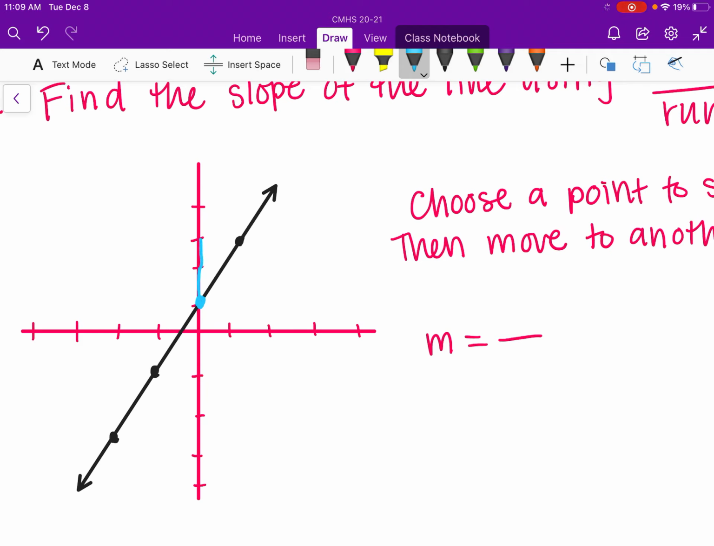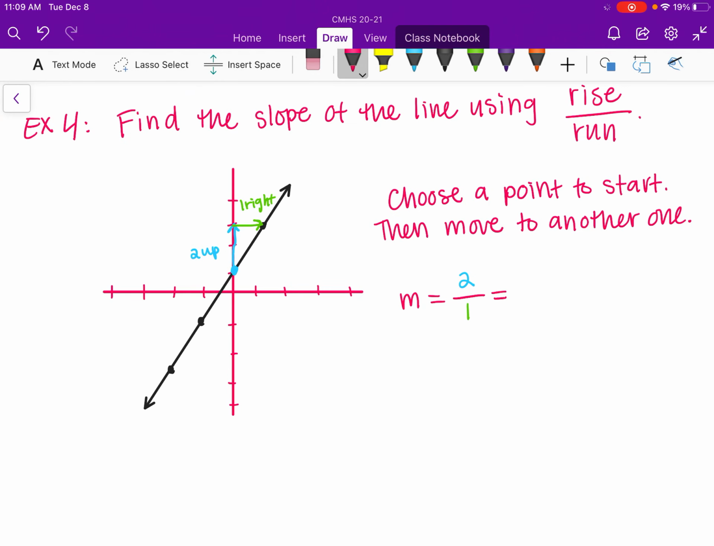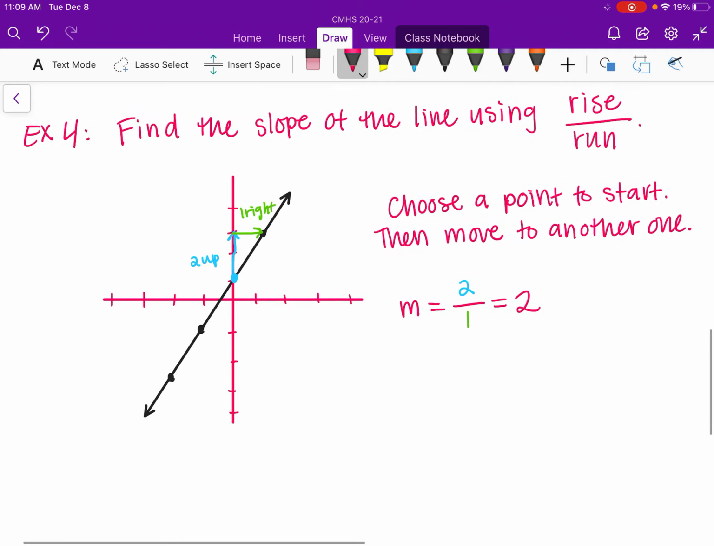Up and over. So how many did we move up? 1, 2. So we moved 2 up. So 2, and it's positive because up is positive. And we moved 1 unit right. Well, right is usually positive as well. So here our slope is 2 over 1. What is 2 over 1 the same as? 2 divided by 1 is 2. So here our slope is just 2.